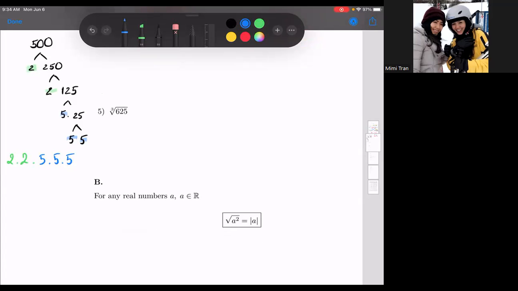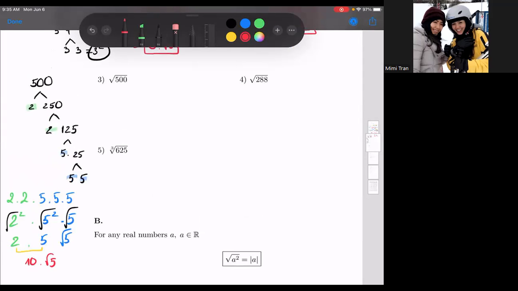Which ones have the square? Yeah, 2 squared and then 5 squared, and then the 5 here. And then you put the square root over. Well, the square root of 2 squared is 2, and the square root of 5 squared is 5, and the square root of 5 is square root of 5. Nothing changed. Yeah, 2 times 5 is 10. So 10 times the square root of 5. If you don't see 5 times 100 right away, you got a long way, right? It's not wrong, but it makes sure you got it right.